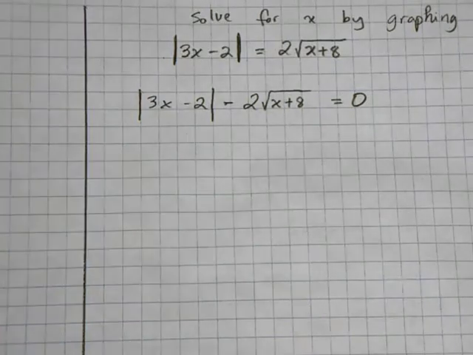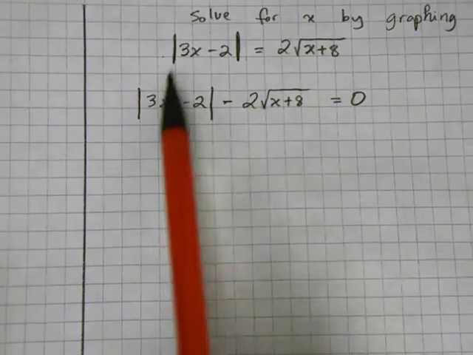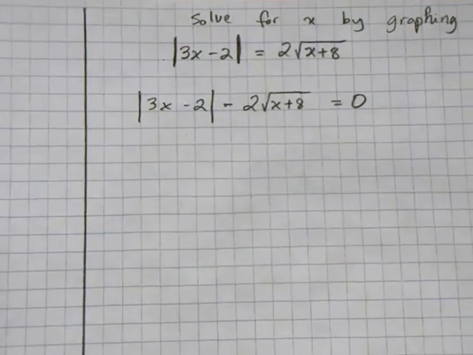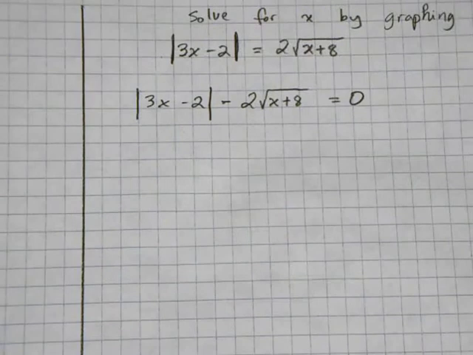Okay, so here I have an equation, absolute value of 3x minus 2 is equal to 2 times the square root of x plus 8. Now there are certainly algebraic methods that we can use to solve this equation, but we're asked here to solve it by graphing, because in this case graphing is probably the fastest method to solve this problem. The algebraic method is going to get pretty messy if we go that route.